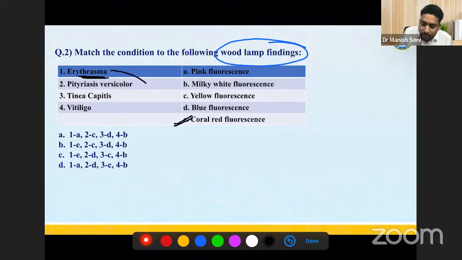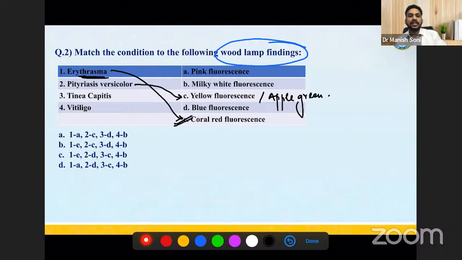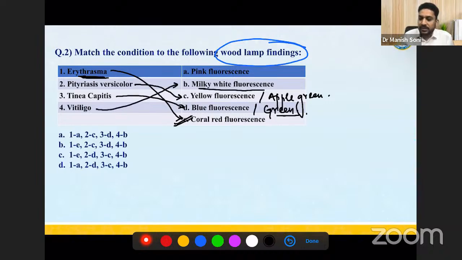Coral red colored fluorescence is seen in erythrasma. While in pityriasis versicolor, which color is seen? Yellow or apple green fluorescence is seen. So apple green or yellow fluorescence is seen in pityriasis versicolor. In tinea capitis, blue or bluish green fluorescence is seen, while in vitiligo, milky white fluorescence is seen.